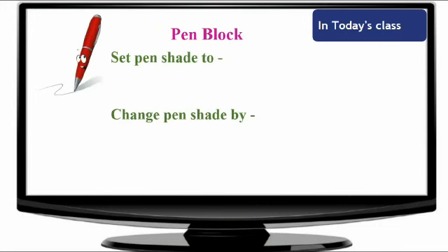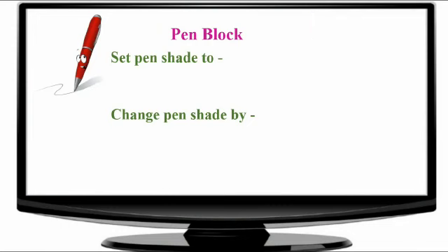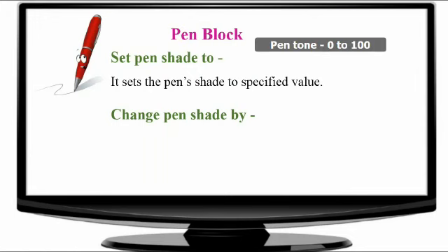In the previous class, we learned about set pen color to and change pen color by blocks. Today, in this class, we are going to learn set pen shade to, change pen shade by and change pen size by blocks. Set pen shade to sets the pen shade to a specified value. It sets the sprite's pen tone to the intensity we set. The pen tone is between 0 to 100. So, 0 is close to black, 100 is close to white.